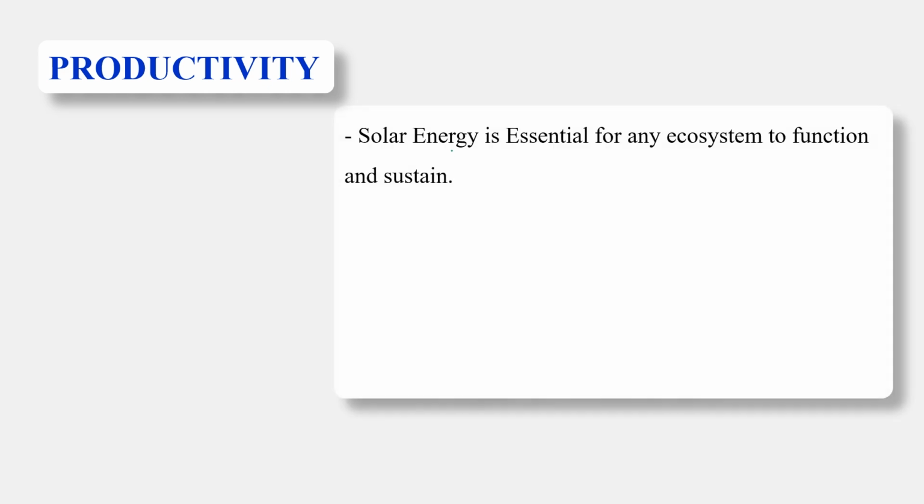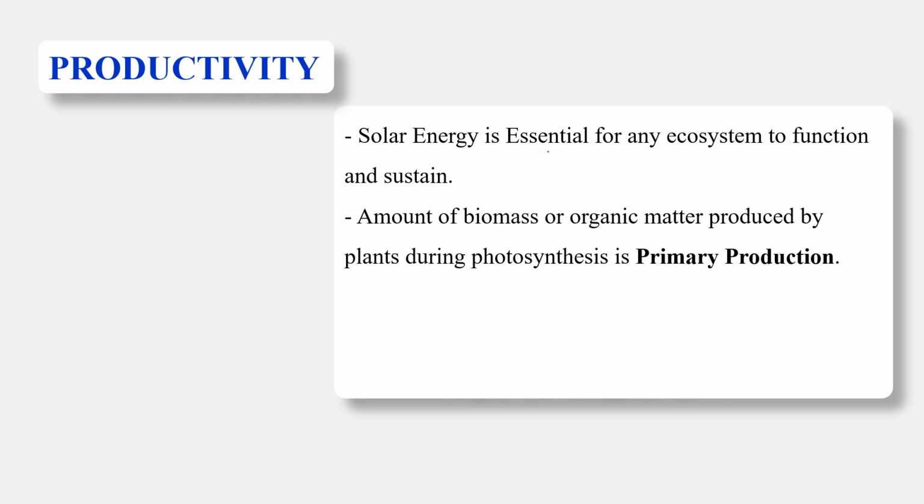Now let's discuss productivity. As you know, solar energy is essential for any ecosystem to function and sustain, because it is the only source of energy. The amount of biomass or organic matter produced by plants during photosynthesis is known as primary production. What is primary production? The amount of biomass or organic matter produced by plants during photosynthesis is known as primary production.